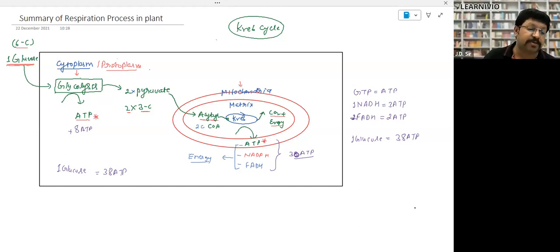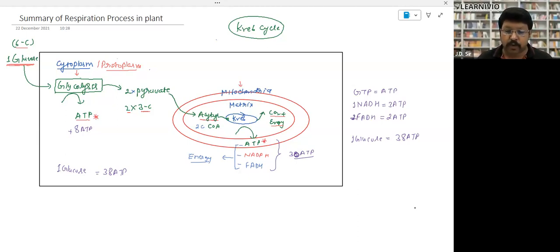And 8 ATP are generated where? It is generated in glycolysis. Total 38 ATP are generated due to burning of one glucose molecule. That's why we say that due to burning of one glucose molecule, 38 ATP are generated. This is the complete energy balance sheet of complete respiration, right?